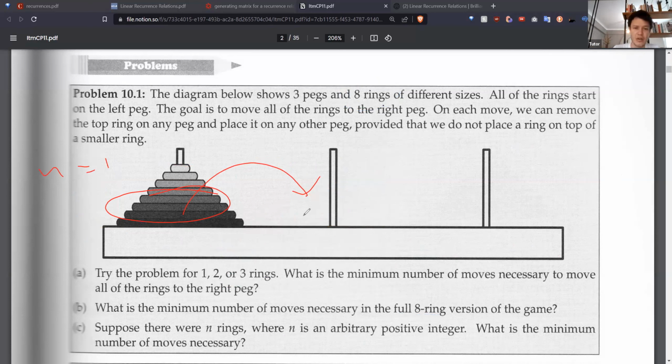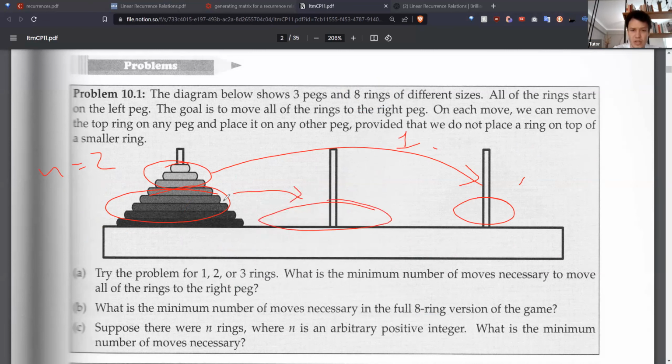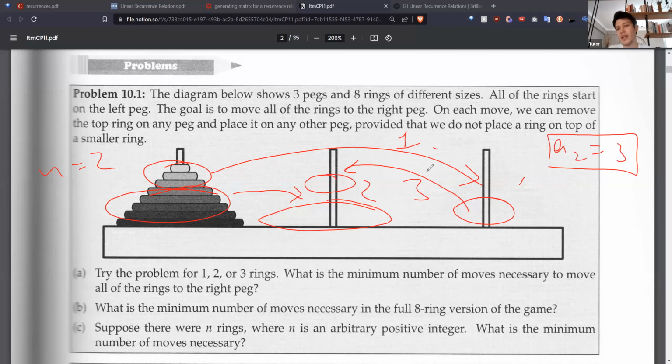Okay, so now the next question: if I have 2 rings, so n equals 2, how many steps do I need? Clearly I want to move this one in here. But before I move this one here, what do I need to do? I need to move this one here. That is one step. Now I move this one here, which is the second step. And now I move this one back, which is the third step. You see there are 3 steps: 1, 2, 3. So a2 equals 3. If you have 2 rings, you need 3 steps. Okay, so that's cool. We did this one, we did this one.